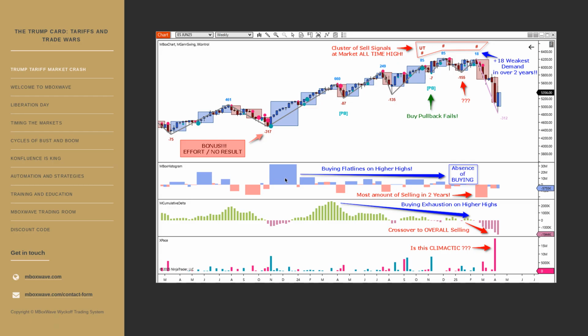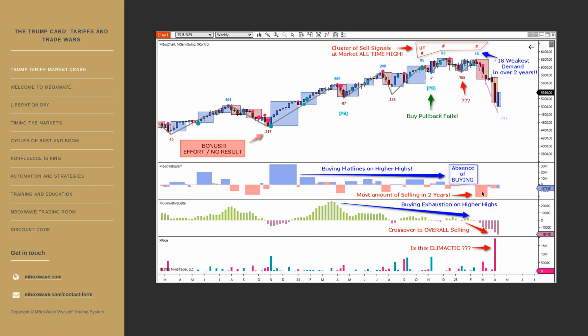It shows the buying and selling in blocks, which corresponds to these boxes on the chart here, the blue and the red boxes. And you see the buying and the selling within that box in the MBox histogram indicator. Then at the same time, we get this box here which corresponds to this movement of selling. This is the most amount of selling we had in the past 2 years, right? It's more than even this. And we're going to talk about this situation here. This is more of an effort, no result box here. I'm going to talk about this bonus.